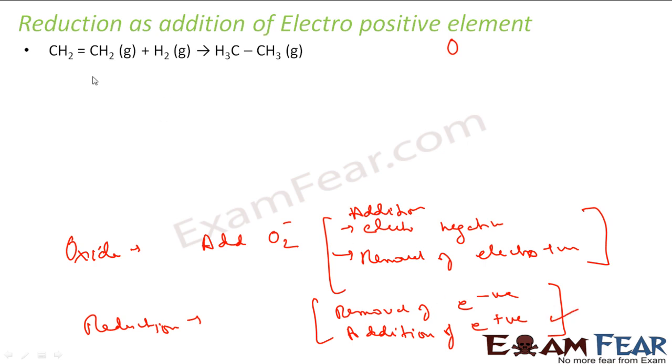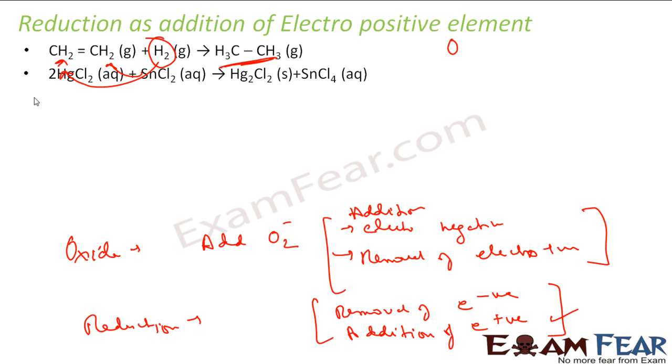This one is a good example for this. Hydrogen is the electropositive element. You add it to ethene, it becomes ethane, correct? You see, hydrogen is added, one here, so it becomes CH3CH3. The next example can be this one, HgCl2 plus SnCl2 gives Hg2Cl2. Here if you see, Hg is added, it becomes Hg2, correct?